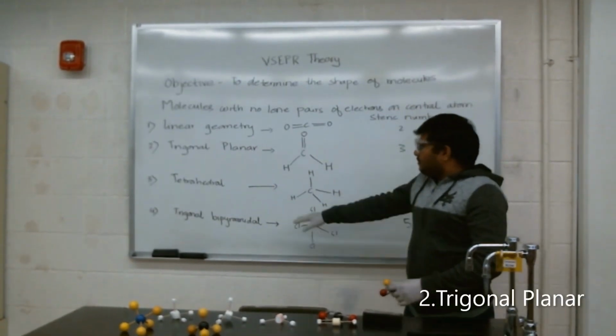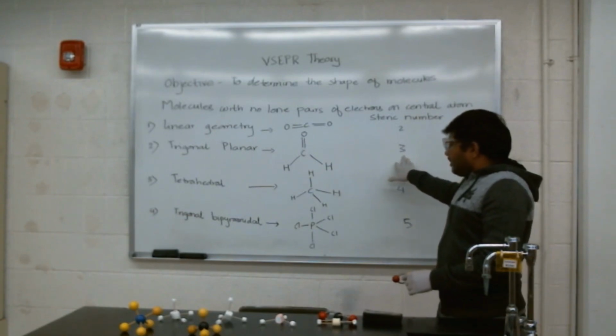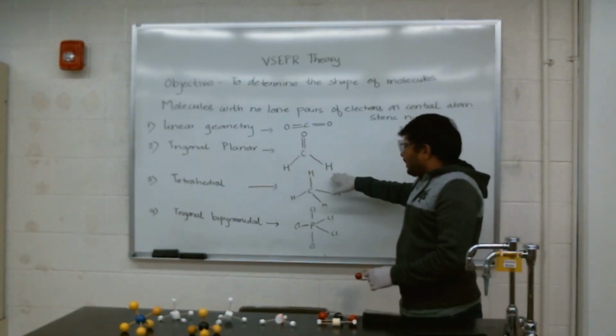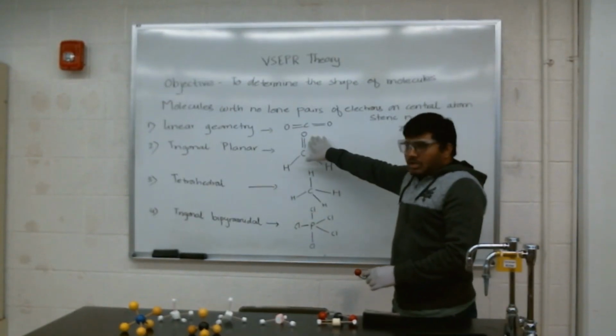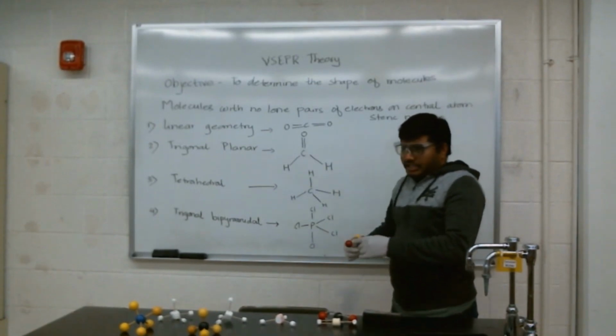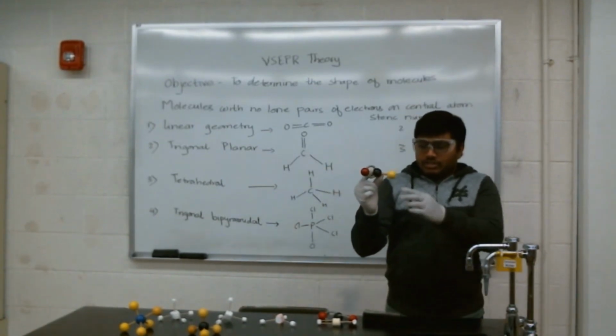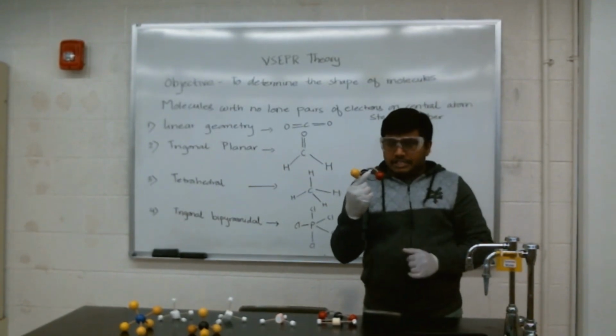So the next example is trigonal planar, which has a steric number of 3. That means it has 3 atoms connected to the central atom carbon. It has 2 hydrogen and 1 oxygen. So the angle between each of these atoms is 120 degrees. So this is the example. You can see the angle between these atoms is 120 degrees.